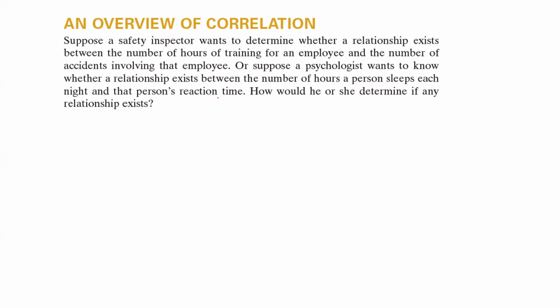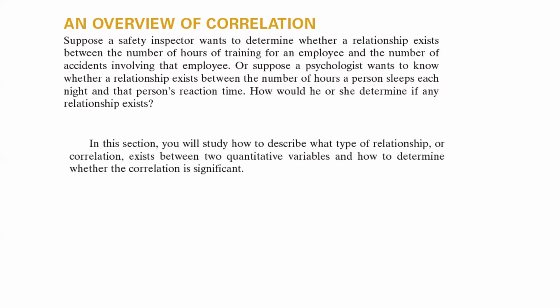This is the job of a statistician. What are we going to do? We're going to come up with some important statistical analysis and techniques. In this section, you'll study how to describe what type of relationship or correlation exists between two quantitative variables, and how to find that correlation, is it significant or not?